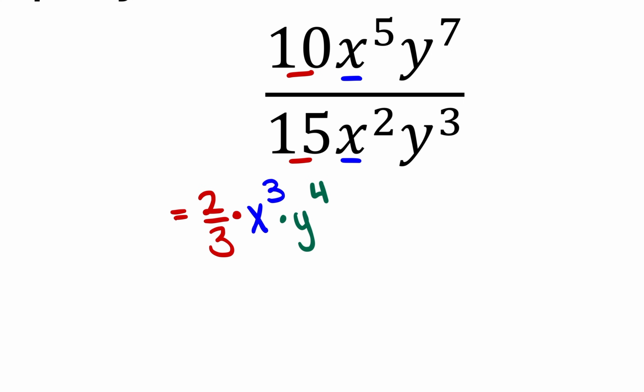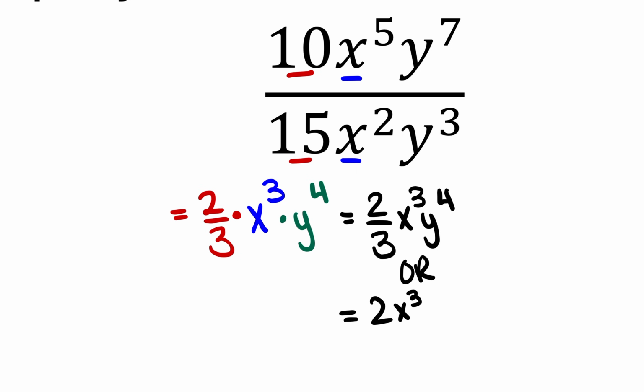So we can leave our solution in this format, right? We have 2 thirds times x to the 3rd, y to the 4th. Or we can rewrite this to be 2x to the third, y to the fourth, all divided by 3. Either format would be correct. Okay, let's move on to the next one.